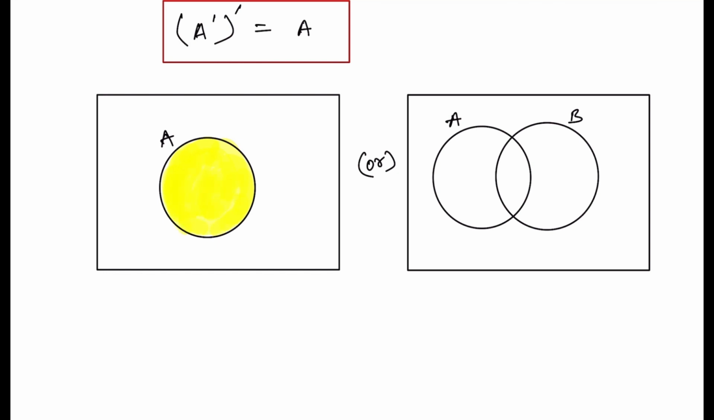Inside this region, whatever element is there belongs to A. Now this is the set A. Inside this region, whatever element is there belongs to set A. Outside the circle, whichever element is there does not belong to set A.